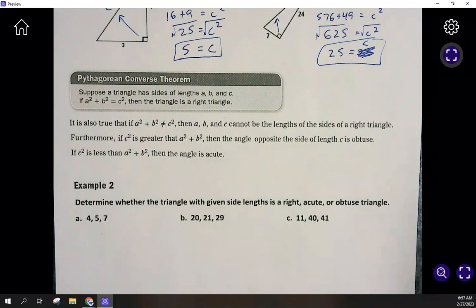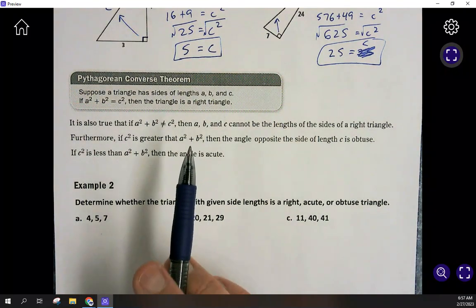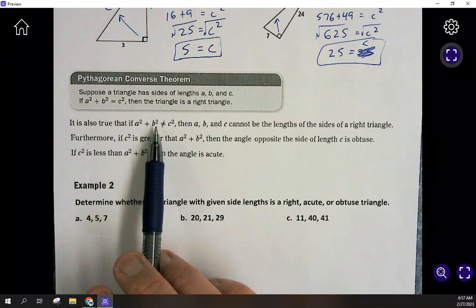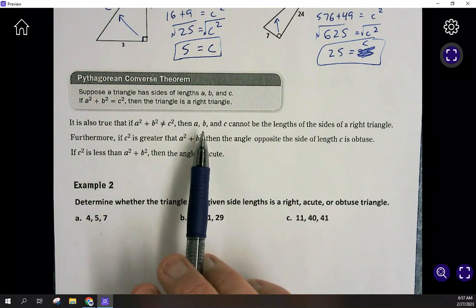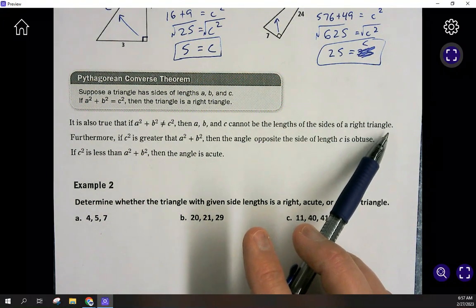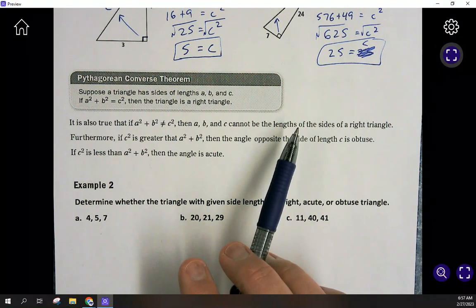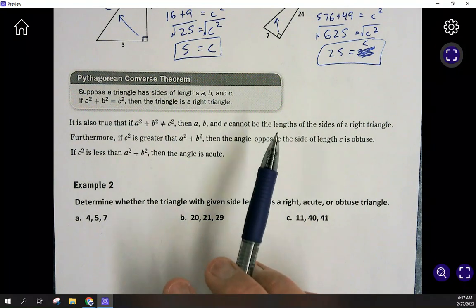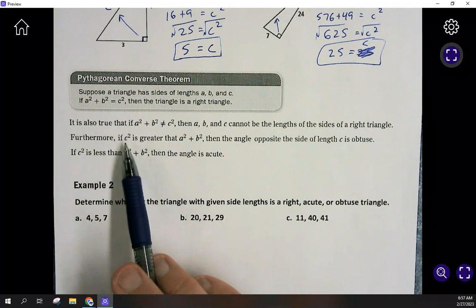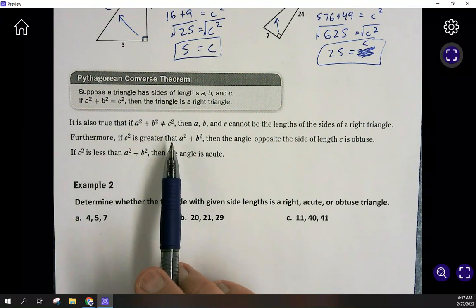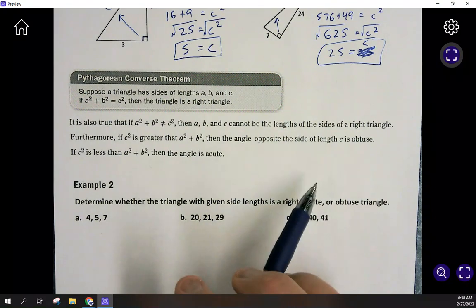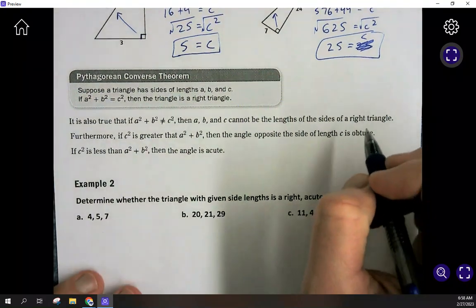We can also tell if something is obtuse or if things are acute. So it says it's also true that if a squared plus b squared is not c squared, then a, b, and c cannot be the lengths of a right triangle. So it's either going to be an acute triangle where all of the angles are less than 90, or an obtuse triangle where one of the angles is more than 90. So it says, furthermore, if c squared is greater than a squared plus b squared, then the angle opposite the side length of C is obtuse.